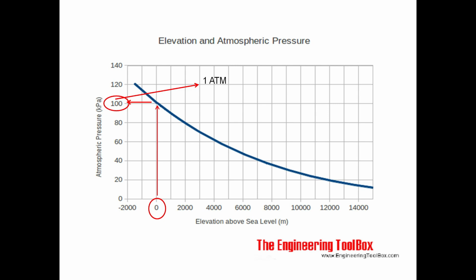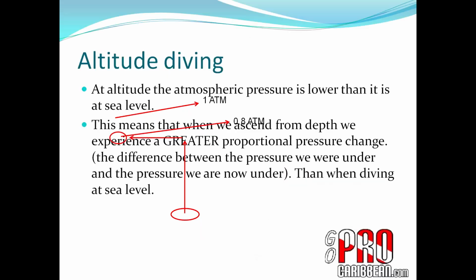So what would the atmospheric pressure be if you were at 2,000 meters, approximately 6,000 feet? Well, it would be 80 kilopascals, which is 0.8 atmospheres. So that's what we mean by the ambient atmospheric pressure being lower at altitude than it is at sea level.